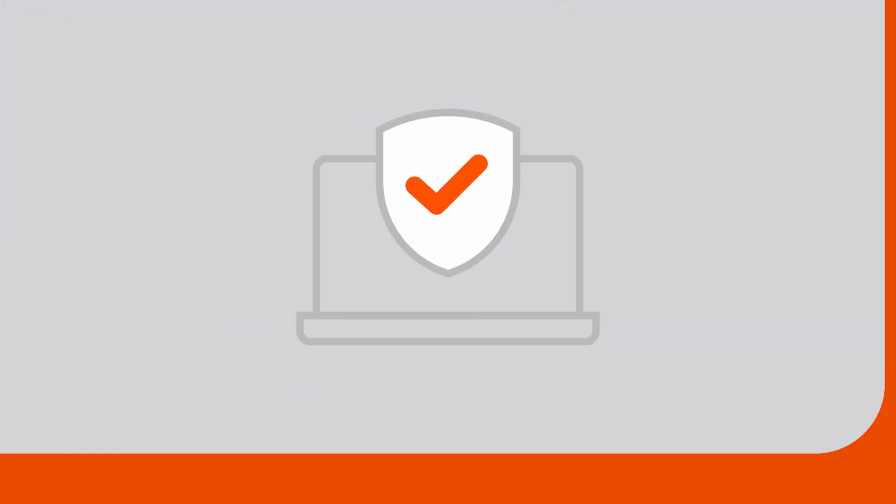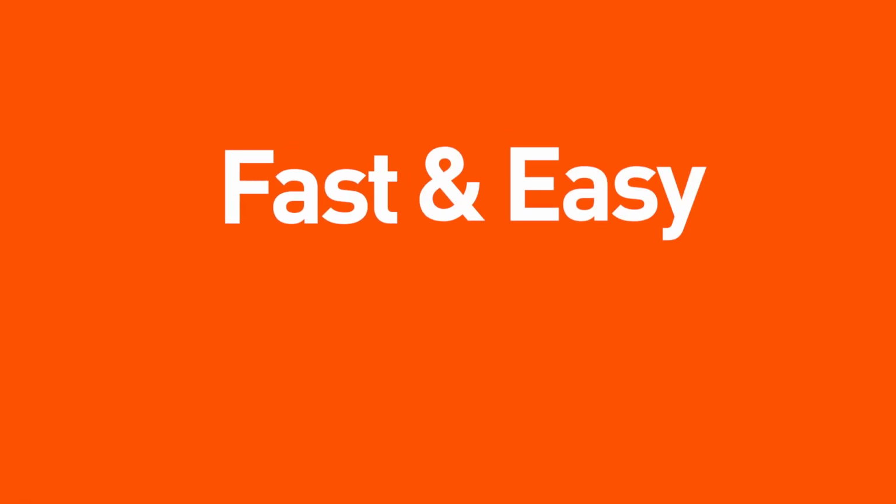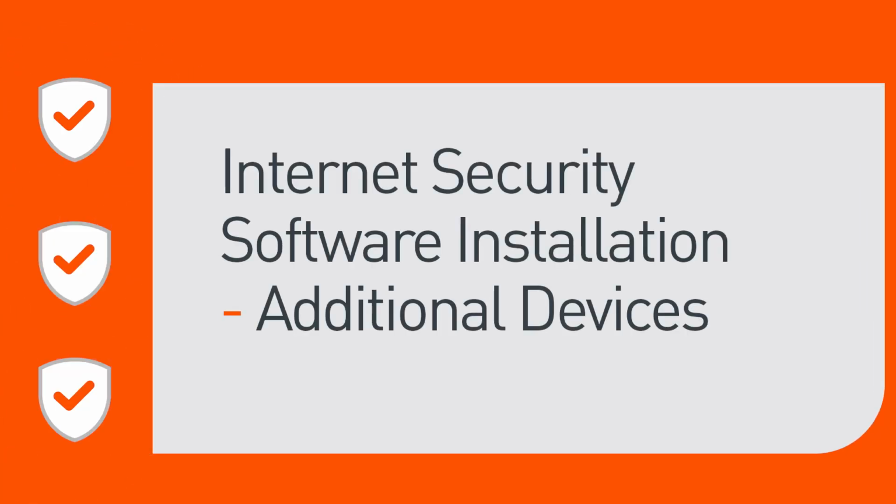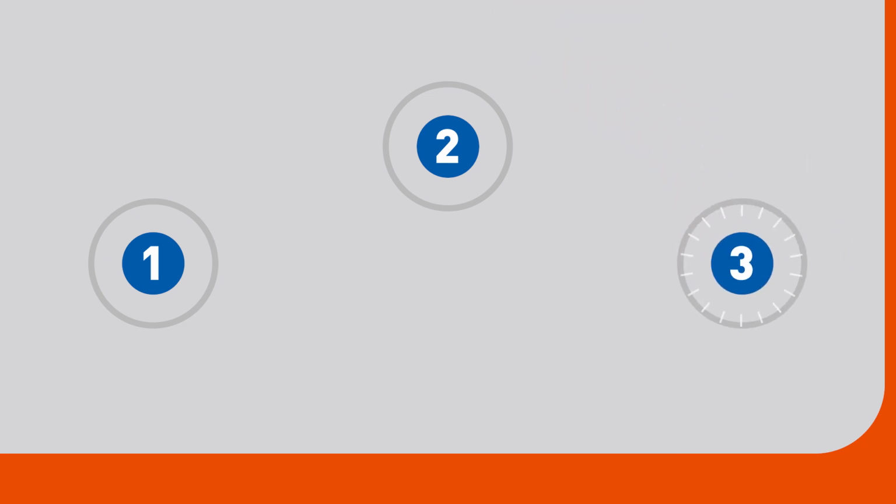It's very important to complete the installation of your internet security software. So let's get you started with Total Defense Internet Security Software installation. It's fast and easy. And yes, totally essential. Follow the simple steps in this video to: 1. Log in to your Total Defense account. 2. Download the software. 3. Install the software.